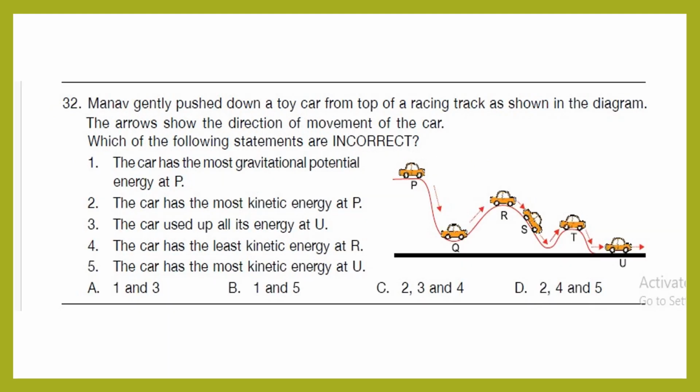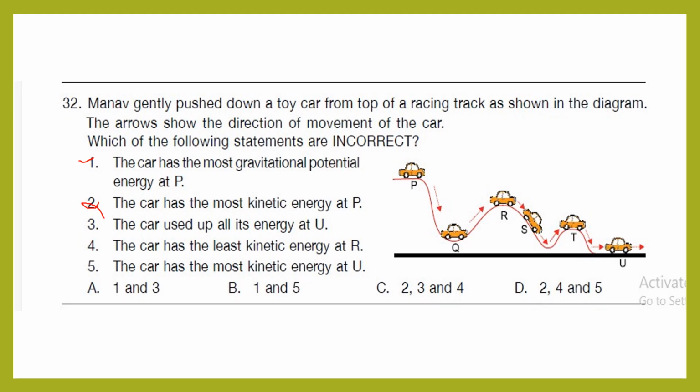Question number 32. Manav gently pushed down a toy car from top of a racing track, as shown in the diagram. The arrow shows the direction of movement of the car. Which of the following statements are incorrect? Statement 1. The car has the most gravitational potential energy at P. Yes, this statement is correct. Statement 2. The car has the most kinetic energy at P. This statement is incorrect.